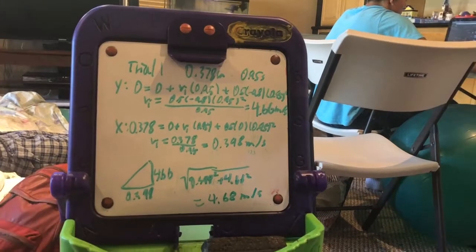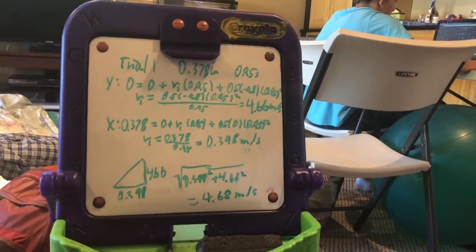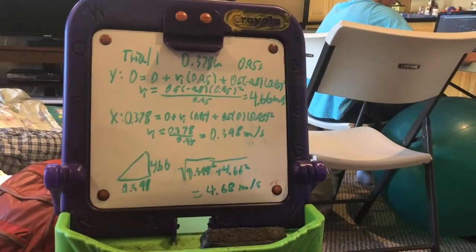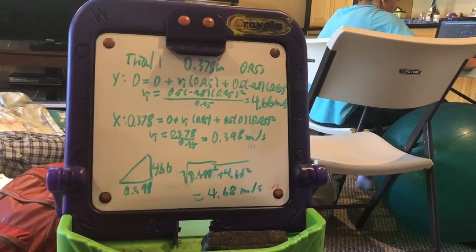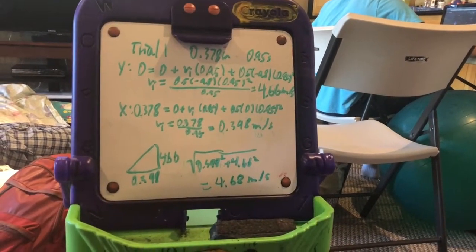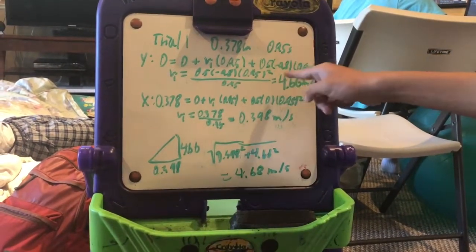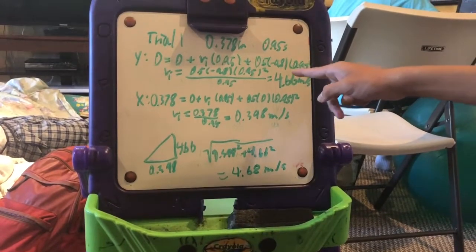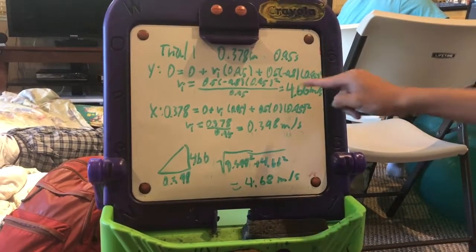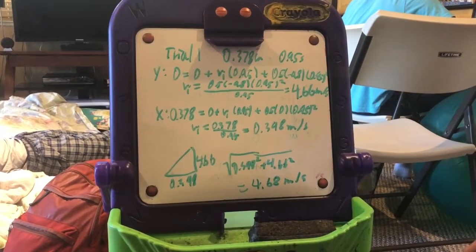In trial 1, the marble went 0.378 meters in 0.95 seconds. For the Y component, we used a displacement of 0, so we didn't factor in the height of the cannon. So we used 0.95 for time and negative 9.8 meters per second squared for the acceleration of gravity. And doing the calculations, we got 4.66 meters per second for the Y component.